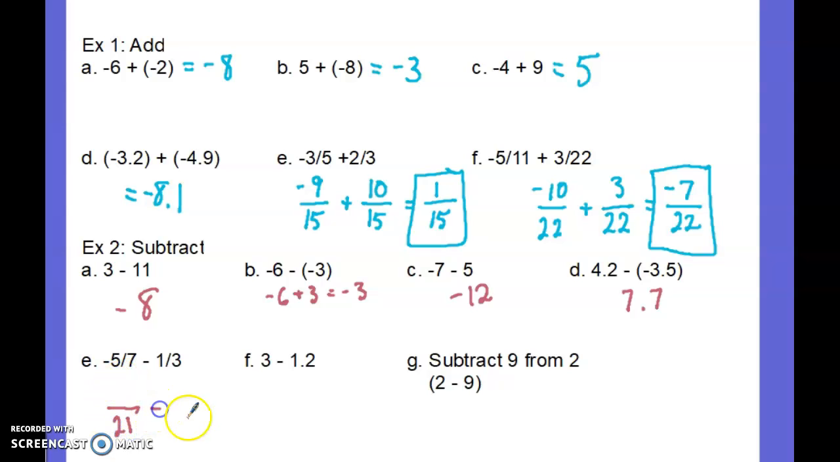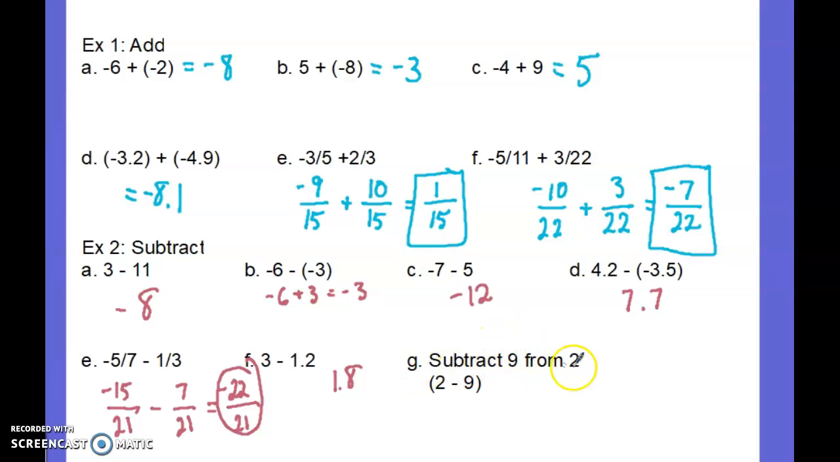Here's another one where you want to get the same denominator. The common denominator is 21. So 7 times 3, so 5 times 3. 3 times 7, so 1 times 7. And you get your answer, -5 minus 7 is -12/21. 21's, that's a weird word. 3 minus 1.2 is 1.8.